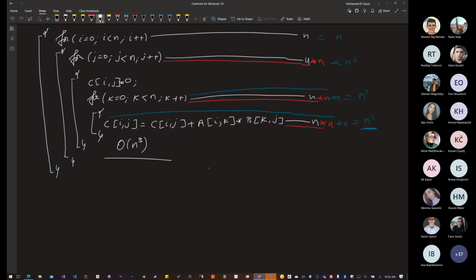So this is a very simple mechanism. I think you already have got the hang of it.